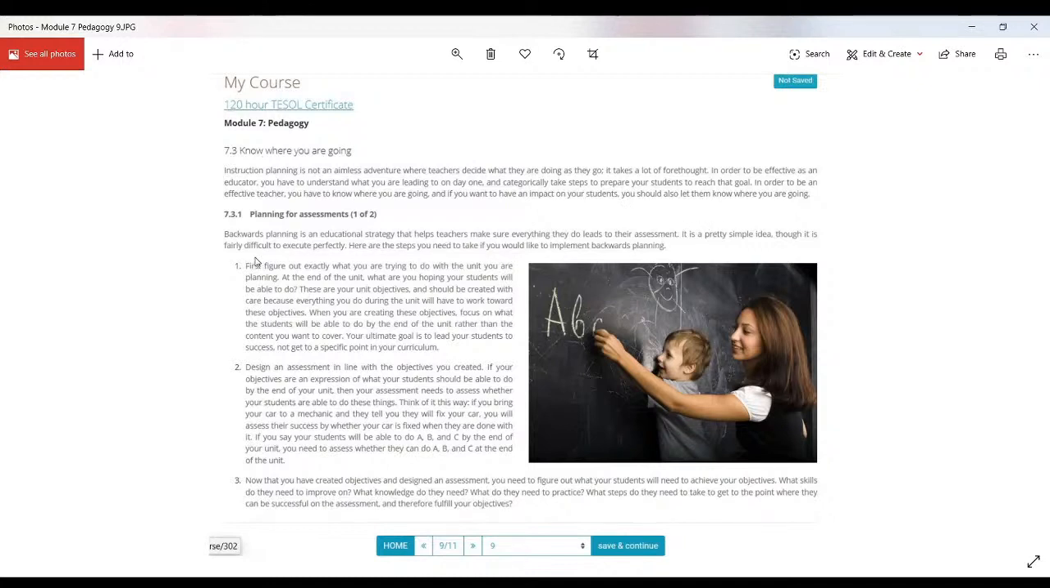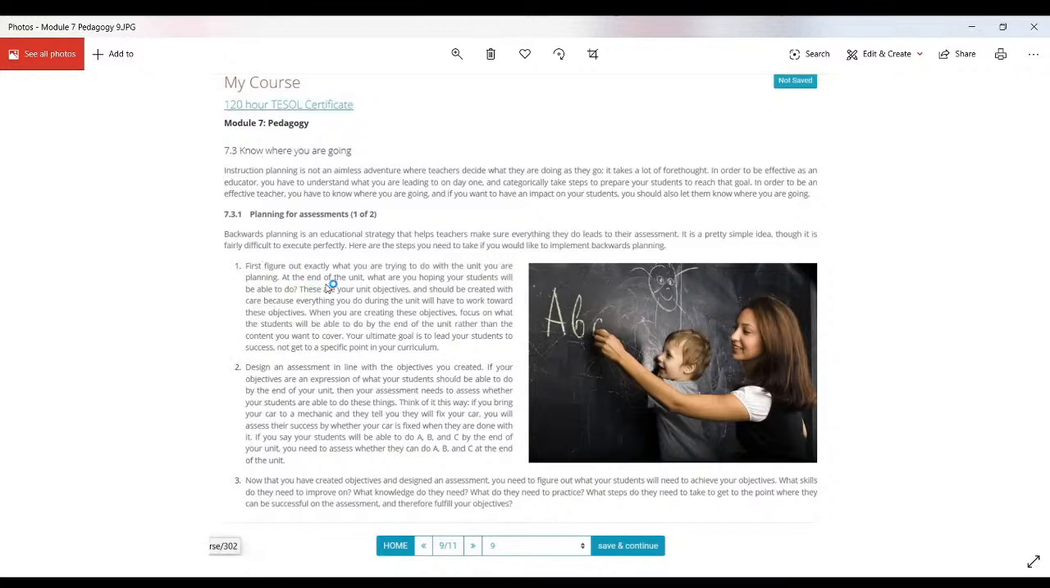Okay, first subpart is planning for assessment. There is one of two. So backwards planning is an educational strategy that helps teachers make sure everything they do leads to their assessments. It is a pretty simple idea, though it is fairly difficult to execute perfectly. Here are the steps you need to take if you would like to implement backwards planning.